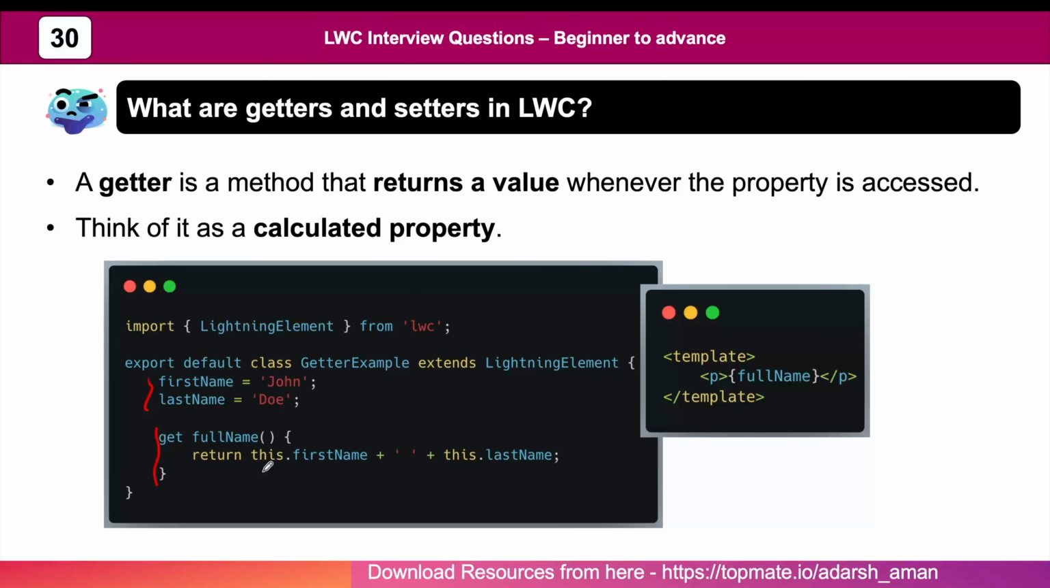How can we achieve that? We can combine this.firstName, then a space, and this.lastName. So even though we don't have the fullName property in the JavaScript, you can fetch the full name in curly braces by using a getter. So this is where a getter is used. It is a method to return a value. We are returning a value here whenever the property is accessed. So this fullName is a property which is different from firstName and lastName, right? Here we are using a getter.